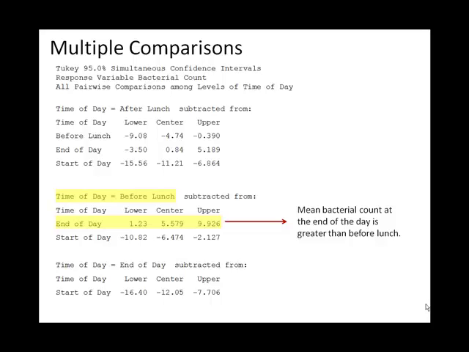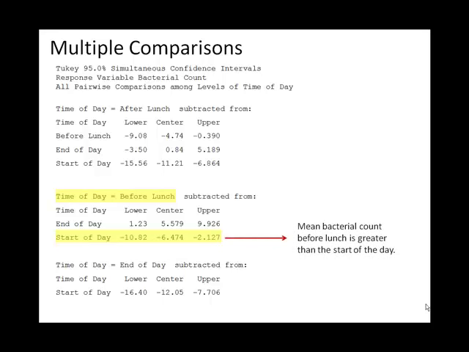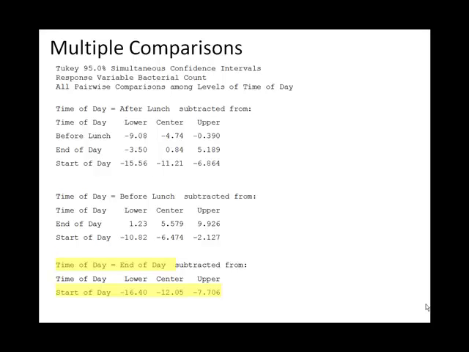And if we go to our next interval, we see that if we compare before lunch to the start of the day, we have a negative lower limit and negative upper limit, allowing us to conclude that the mean bacterial count before lunch is greater than the mean at the start of the day. So with those 5 comparisons out of the way, there's one more comparison that needs to be made, and that's comparing the count at the end of the day to the count at the start of the day. If we look at the final confidence interval that's given, we see again we have a negative lower and upper limit, allowing us to conclude that the mean bacterial count at the end of the day is greater than at the start of the day.